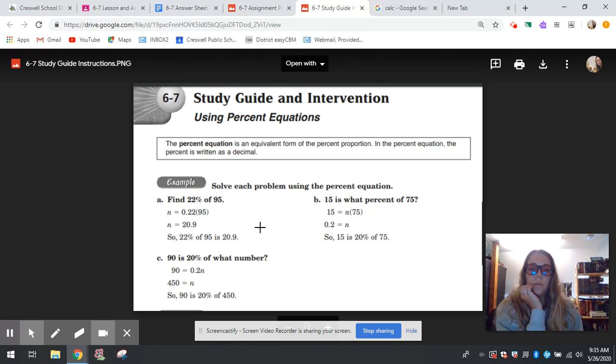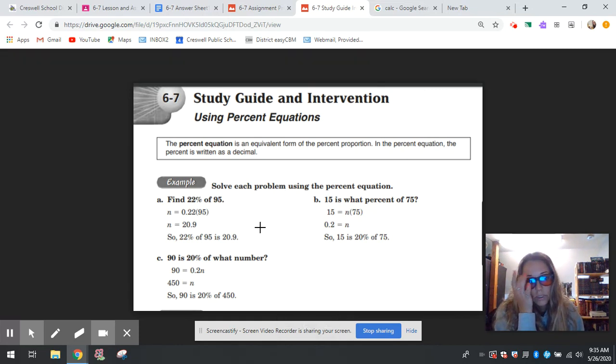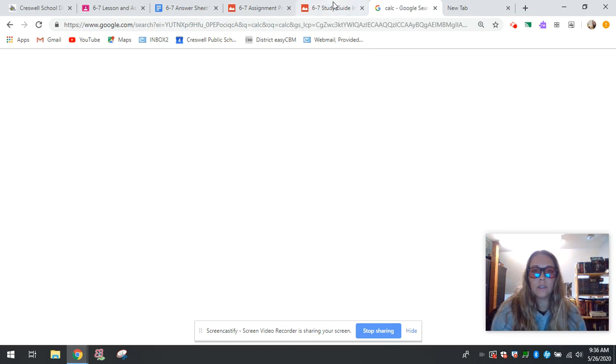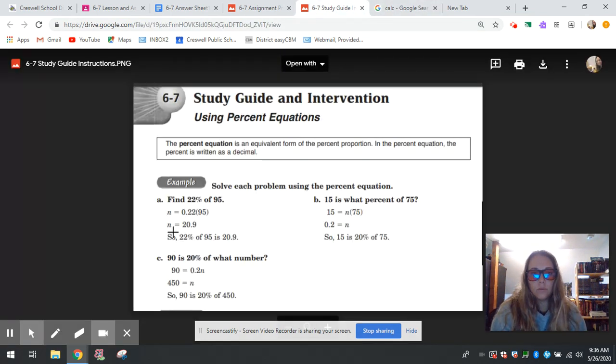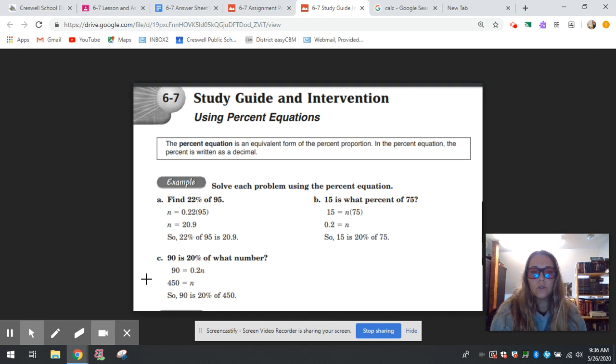So back to our first example, it says find 22% of 95. So we're solving for this number that is 22% of 95. So we switch the percent to a decimal by moving the decimal over to the left twice. We get 0.22 times 95. And if we do that in a calculator, then we'll get 20.9. So 22% of 95 is 20.9.